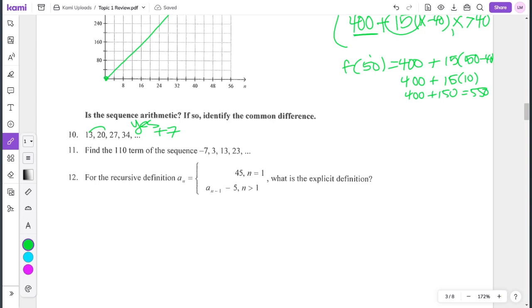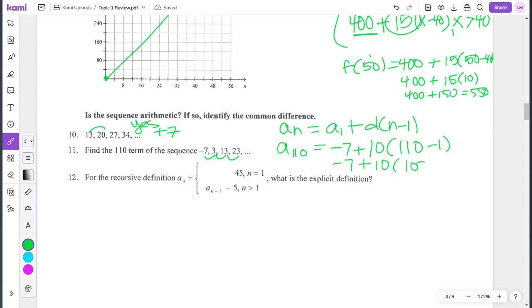All right. Find the 110th term in the sequence. So I'm going to say a sub 110 equals, so remember I'm using this, a sub n equals a sub 1 plus d times n minus 1. That helps me find the value of a term number. So my first term is -7. My common difference is 10. I want the 110th term. So -7 plus 10 times 109, and you should get 1083 when you throw that on your calculator.